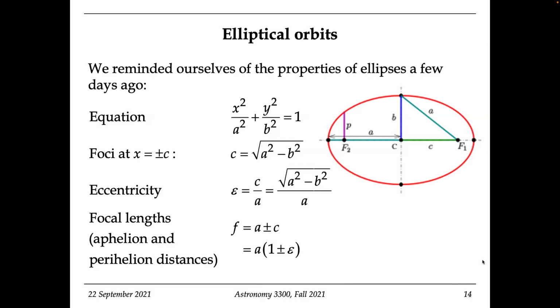Okay, we talked about how this is the equation, x squared over a squared plus y squared over b squared equals 1. And you can draw each of those components out there. We talked about how to find the foci. It's a squared minus b squared. If that's true, this is this length.